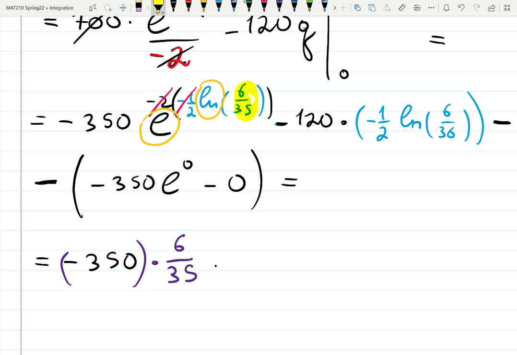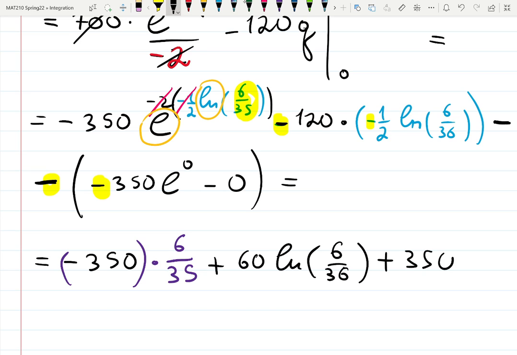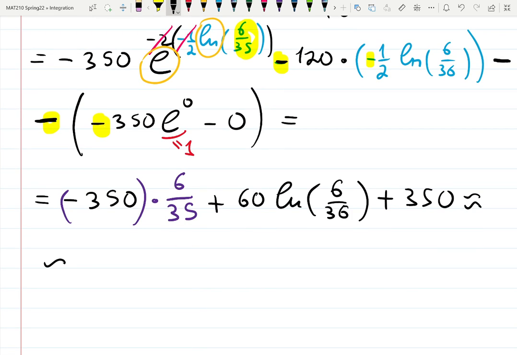Minus minus gives you plus 120 over 2, which is 60, ln 6 over 35. Minus minus gives you plus 350, because e to the 0 is 1. Now you can approximate all of this. And that is going to be, I have the solution in front of me, the answer. The answer is $184.18. And that is the final answer.